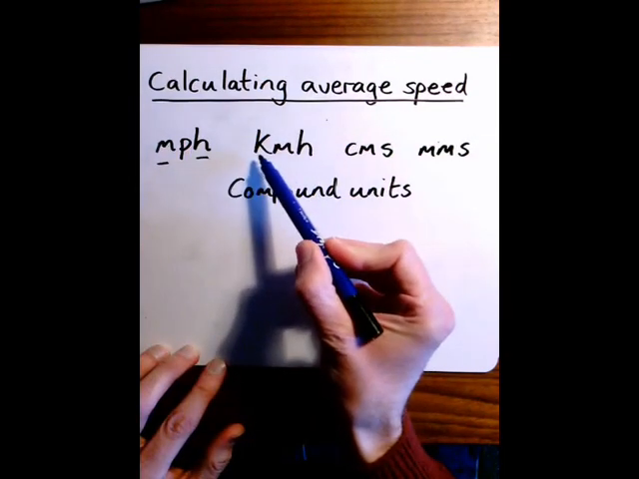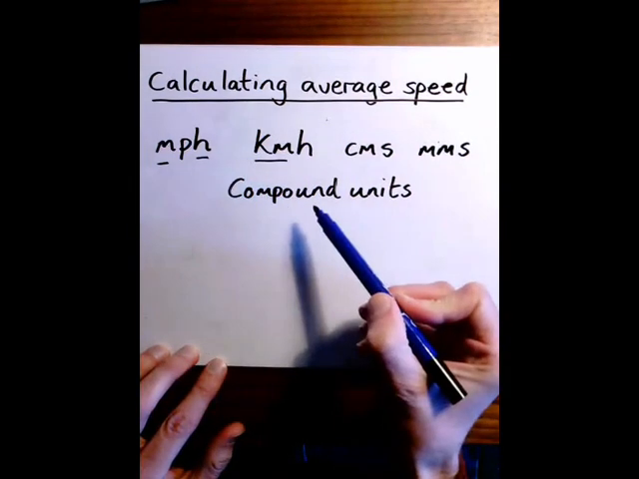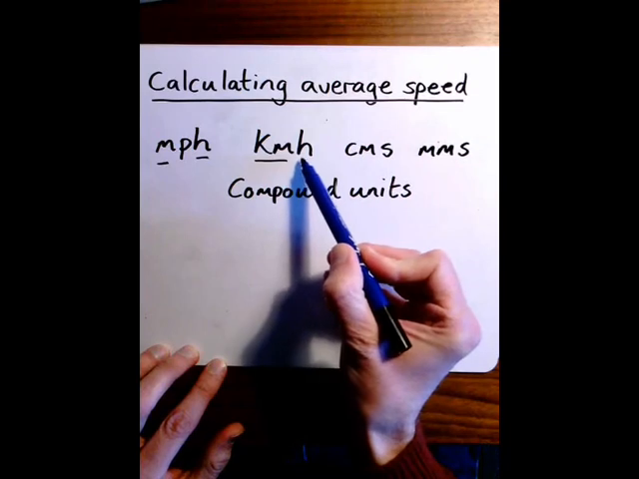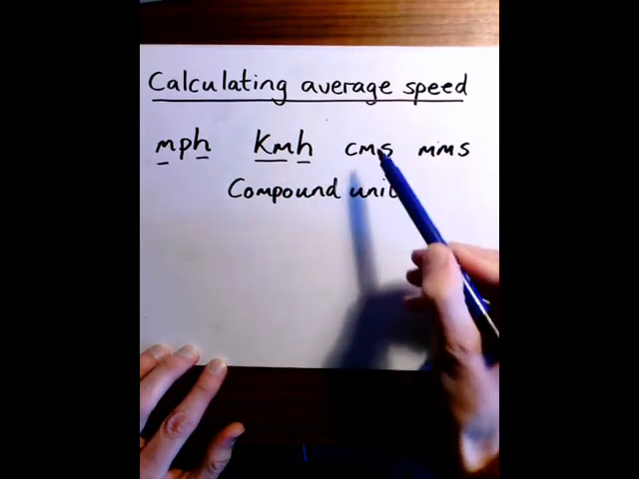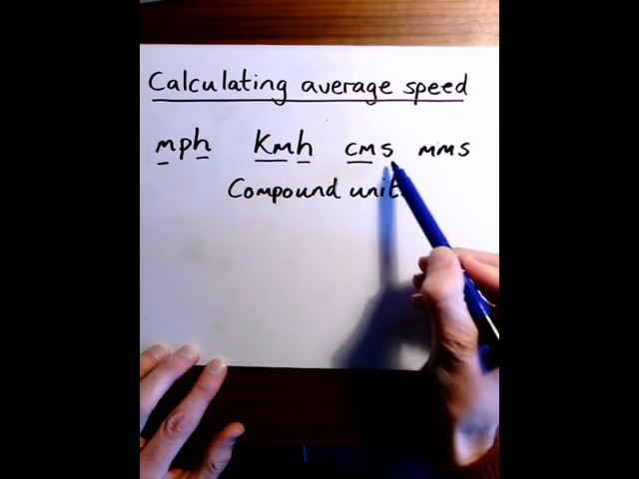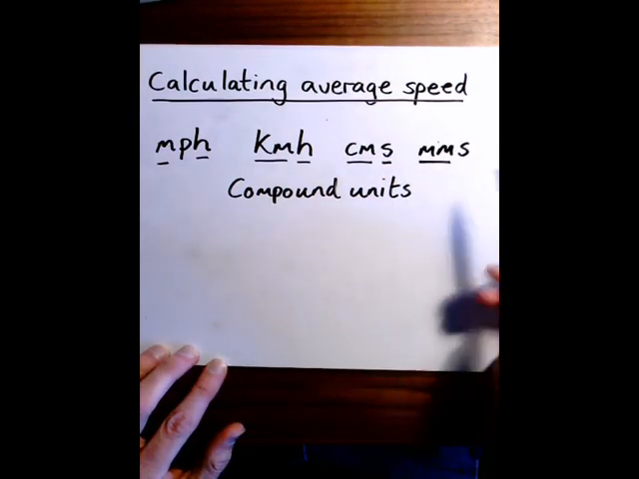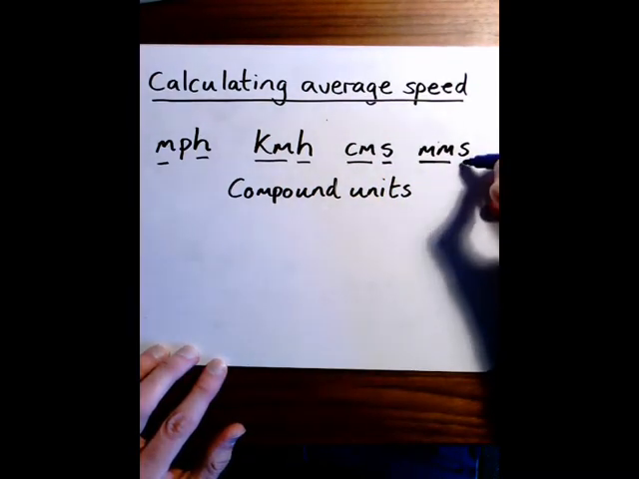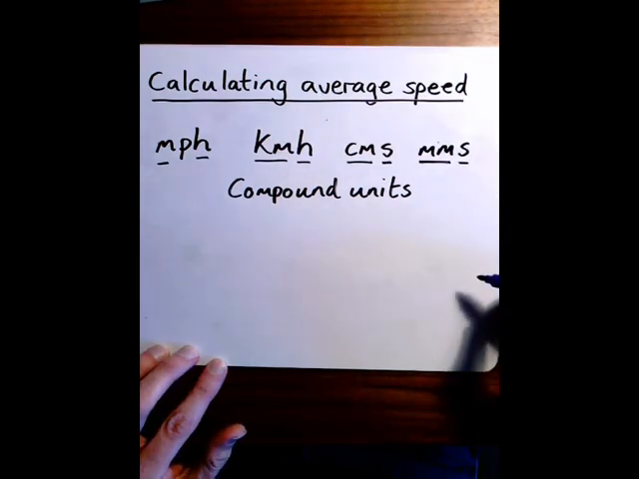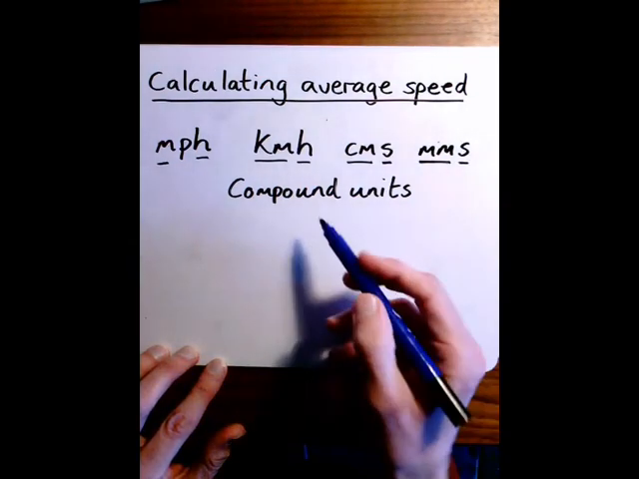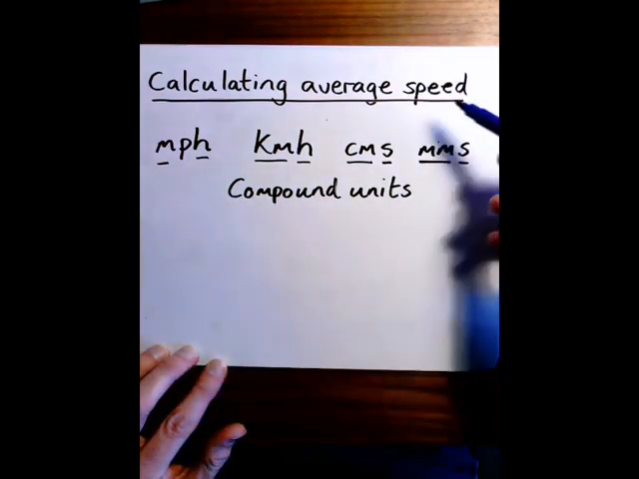Similarly, with this one, we have kilometers, our distance unit, and we have the time unit of hours again. And likewise with centimeters, distance, and seconds, time, millimeters is distance, and seconds is of course a unit of time. So we use compound units to describe speed.